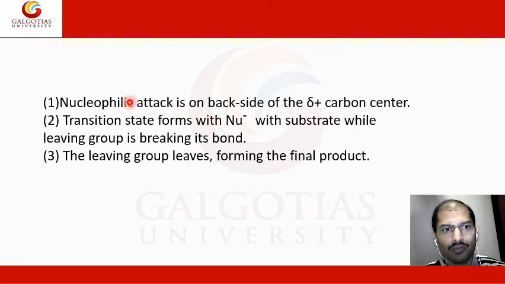Now the nucleophile always attacks the back side of the delta carbon center, and the transition state forms with the nucleophile and the substrate while the leaving group is breaking its bond. So it makes a bond with the carbon, and another bond, the leaving group, is going to be broken. The leaving group leaves, forming the final product, once it is completely removed from the substrate.